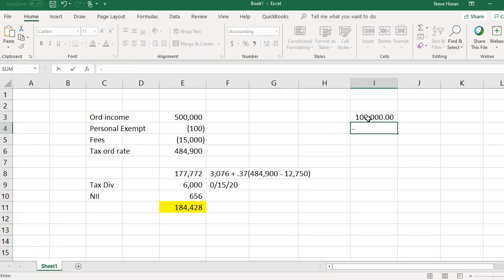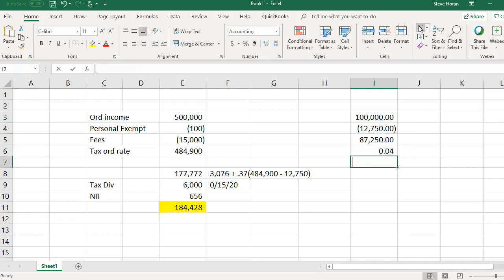I subtract the deduction that I get at $12,750. The net number there then is taxed at the 0.038%. So I go ahead and do that, and I get a tax of $3,316, because you'd want to enter that in whole dollars. So it's 3316 would be the answer.